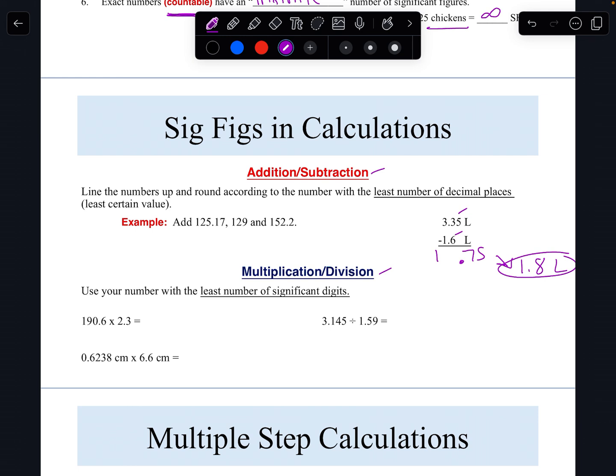The next one is multiplication and division. Use your numbers with the least number of sig figs. So addition and subtraction was least number of decimal places. This is least number of sig figs. Okay? So let's do these 2 examples here, or actually 3.